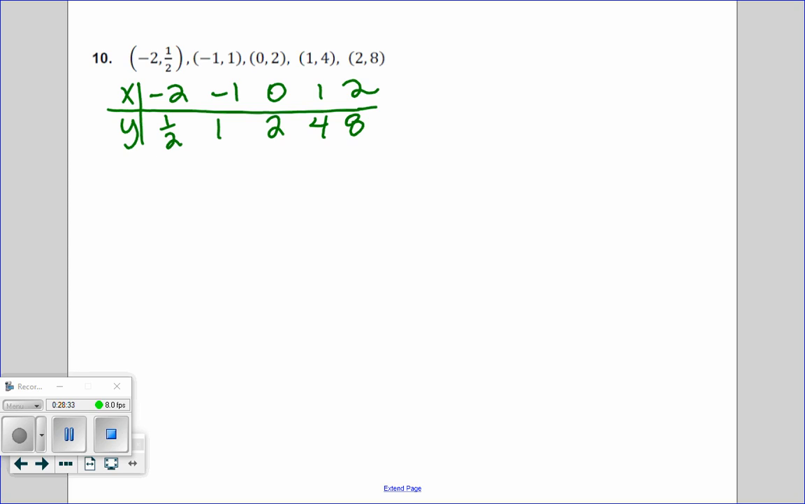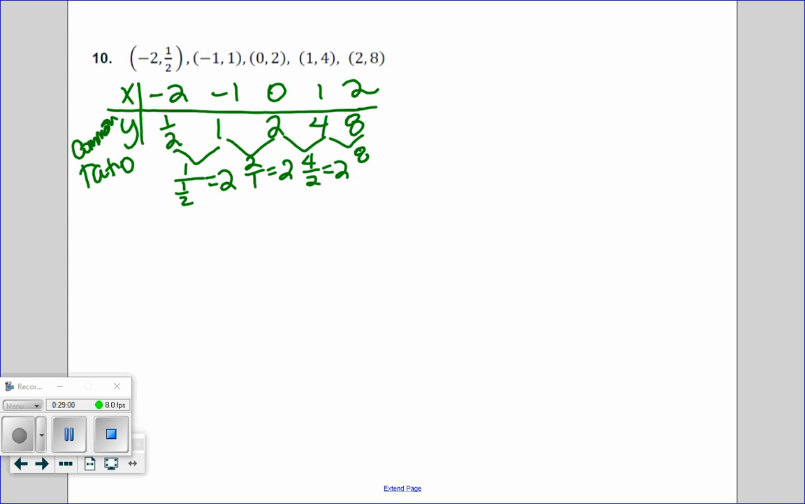Okay, so I hear exponential perhaps. What do you think they'd be multiplying by here? I'm going to look for that common ratio. I heard times 2, so let's try it. If I do 1 divided by 1/2, that is 2. If I do 2 divided by 1, that is 2. If I do 4 divided by 2, that's 2. And 8 divided by 4 is also 2. So yes, this is exponential.